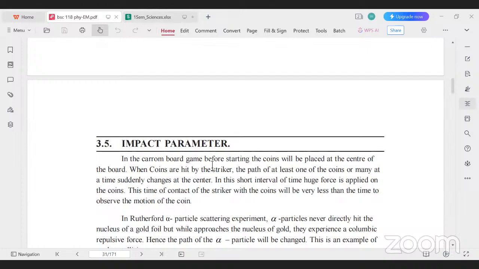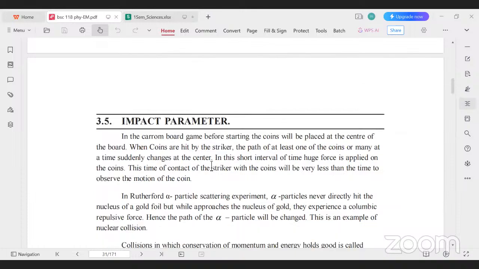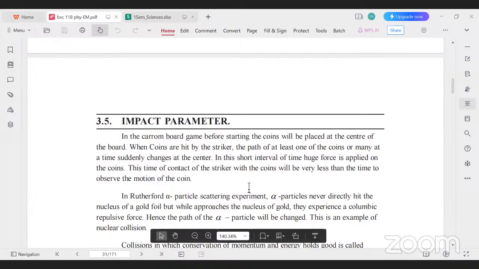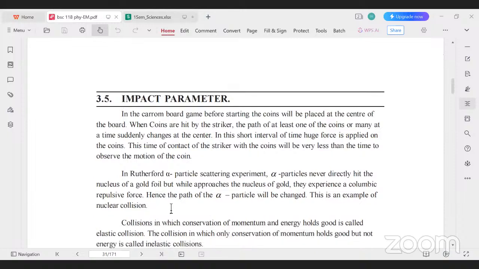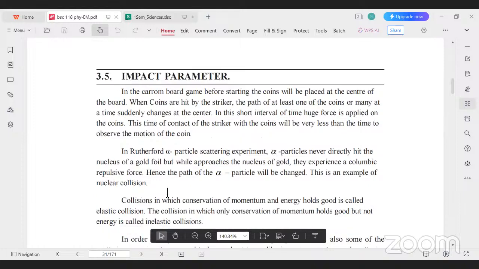So how this impact is happening for that position or that place. Okay. So in the Rutherford alpha particle scattering experiment, alpha particles never directly hit the nucleus of a gold foil, but while approaching the nucleus of gold, they experience a Coulombic repulsive force, hence the path of the alpha particles will be changed. This is an example of nuclear collision. How does this nuclear collision take place?